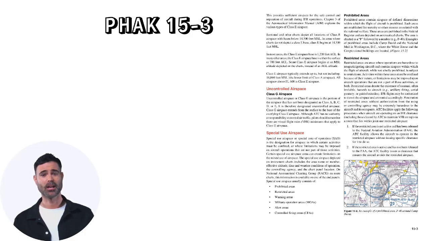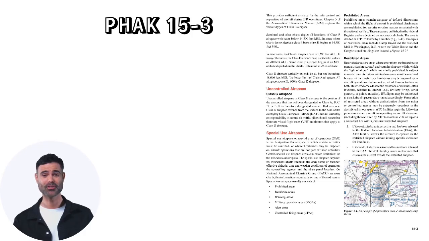In most areas, the Class E airspace base is 1,200 feet AGL. In many other areas, the Class E airspace base is either the surface or 700 feet AGL. Some Class E airspace begins at an MSL altitude depicted on the charts instead of an AGL altitude. Class E airspace typically extends up to, but not including, 18,000 feet MSL, the lower limit of Class A airspace. All airspace above FL 600 is Class E airspace.